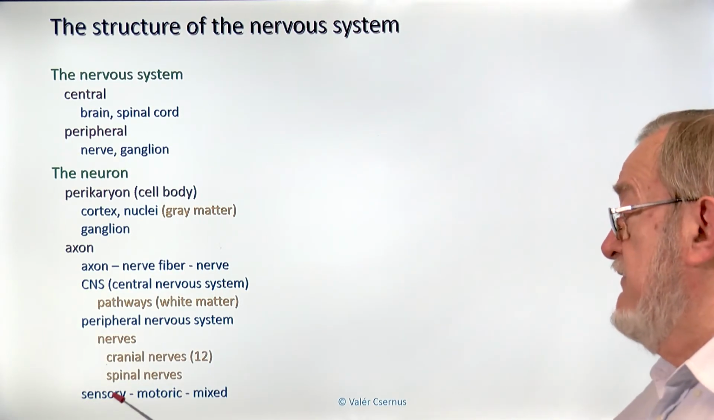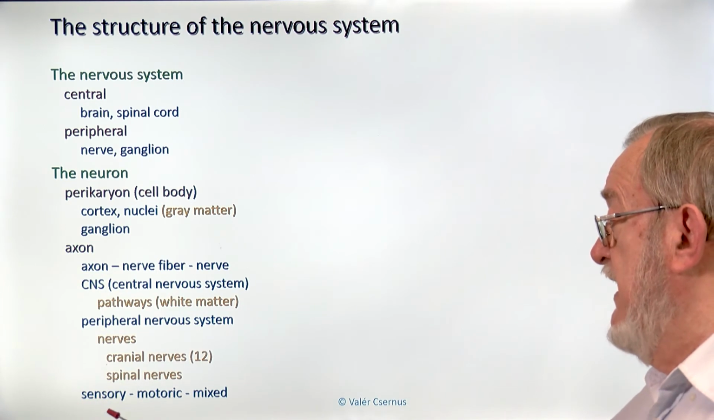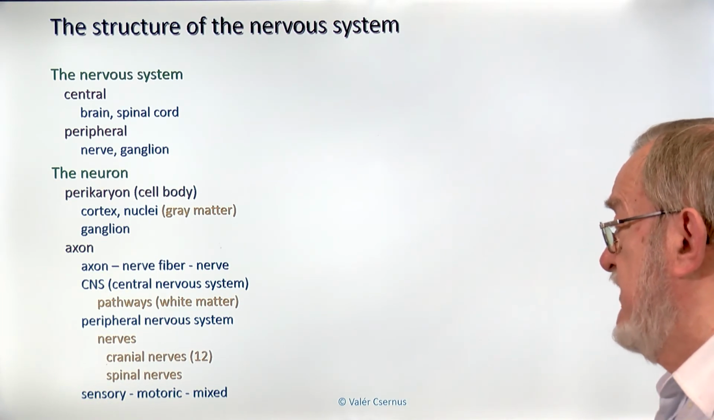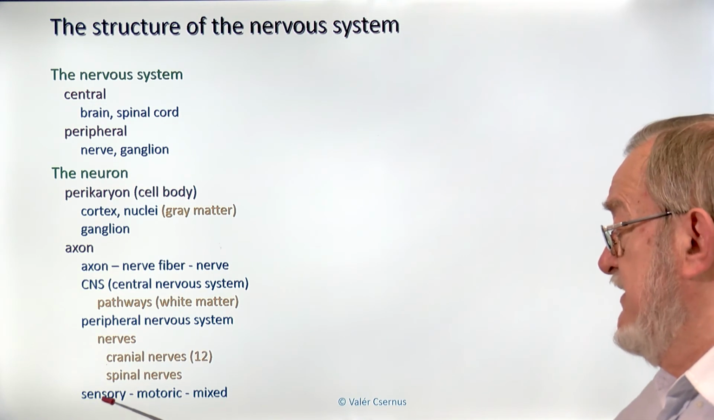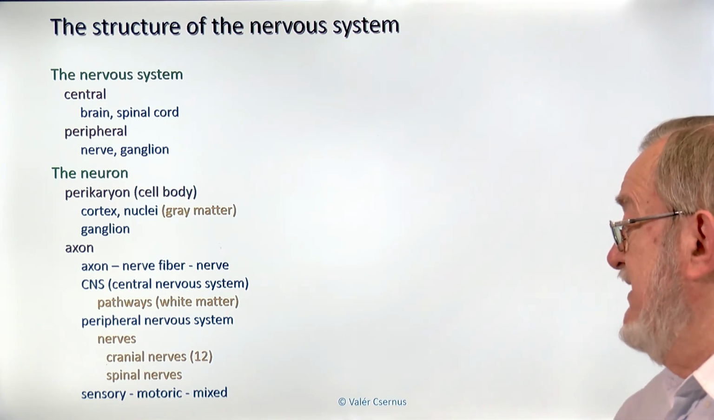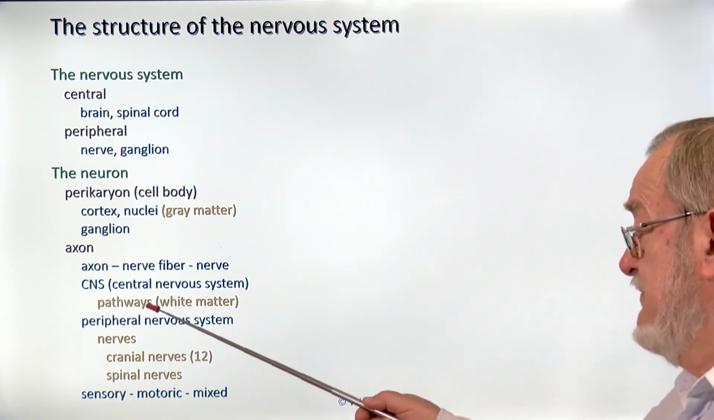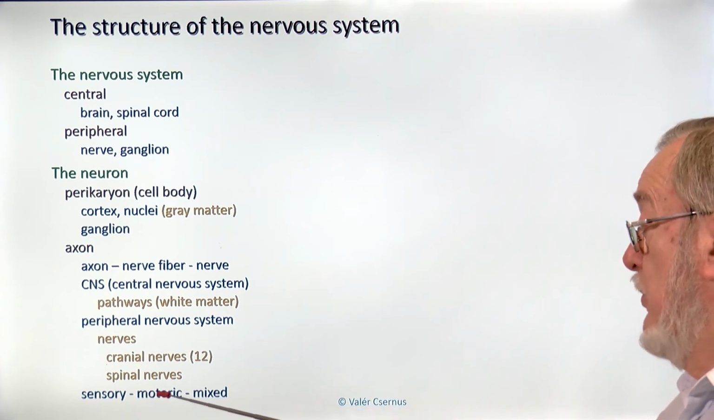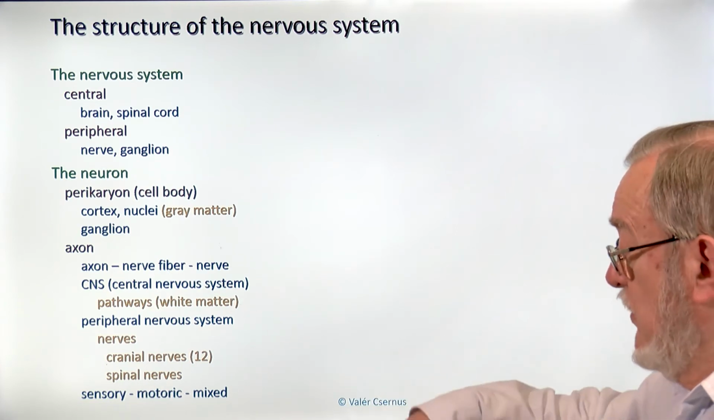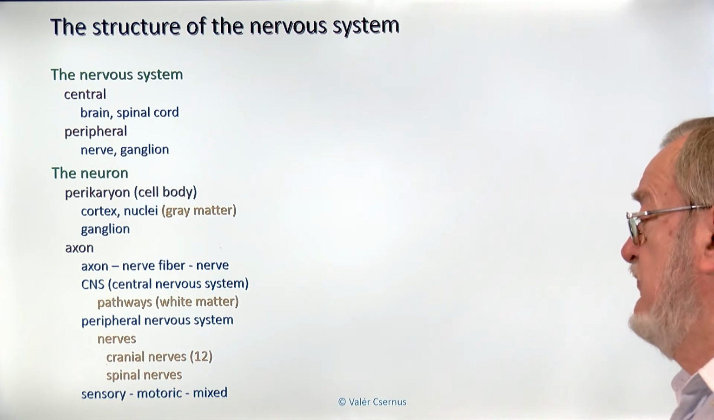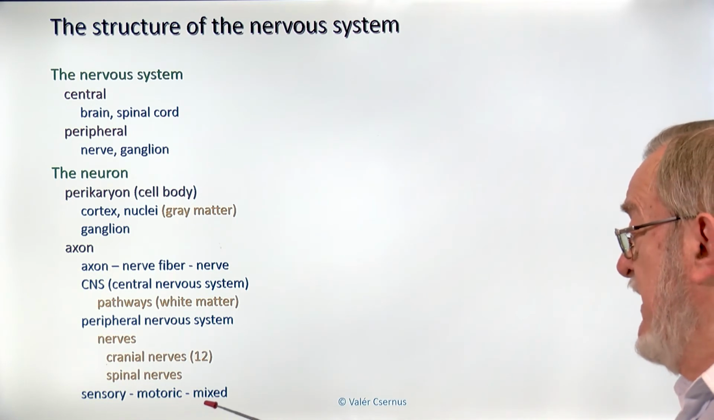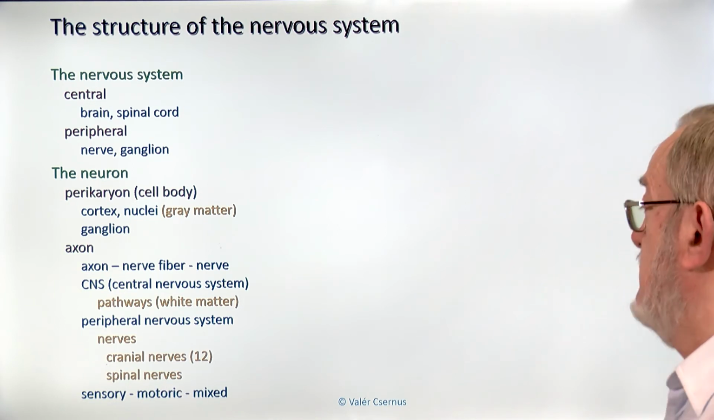One more piece of information before starting that. We have functionally three types of nerves. Sensory, which only carries incoming signals from the receptors to the central nervous system. Motoric, which carries outgoing signals to move muscles, glands, and whatever. And a mixed, which has both sensory and motoric. Most of the nerves are mixed nerves.